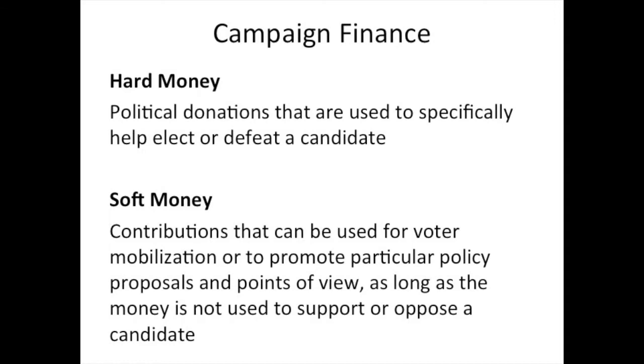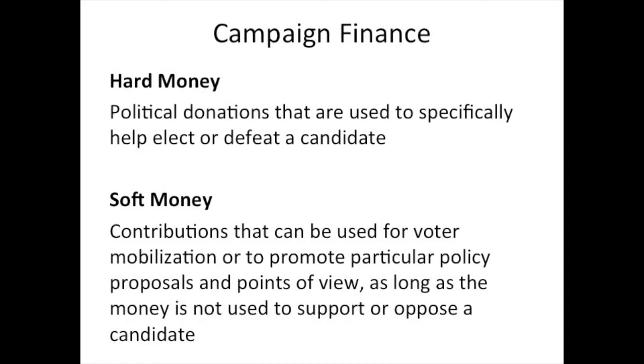Hard money is very easily defined as donations that are used to specifically elect or defeat a candidate. So say you run an ad and you're saying that Donald Trump is really, really bad. You had better use hard money for that campaign ad because that's what it's allowed for. Soft money contributions can be used for things like voter mobilization, or to promote a particular policy proposal or a particular point of view. As long as the money isn't used to support or oppose a candidate specifically, it's counted as soft money.